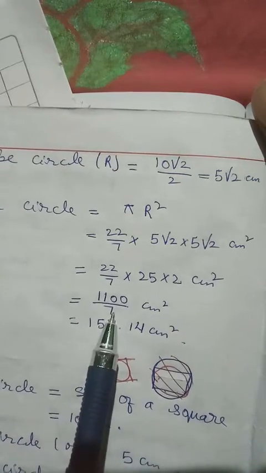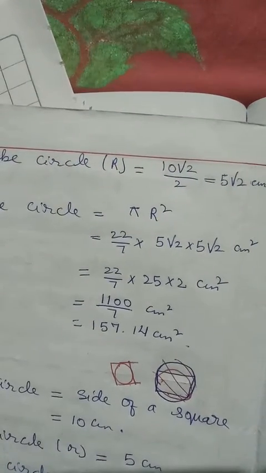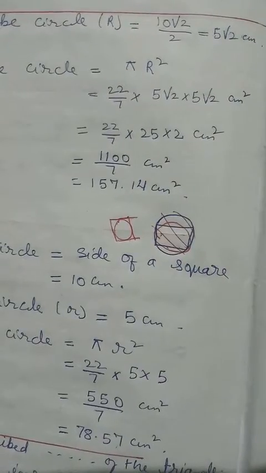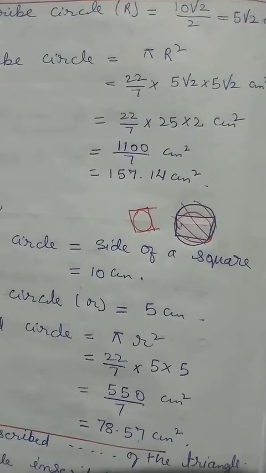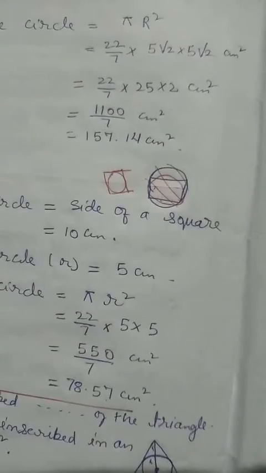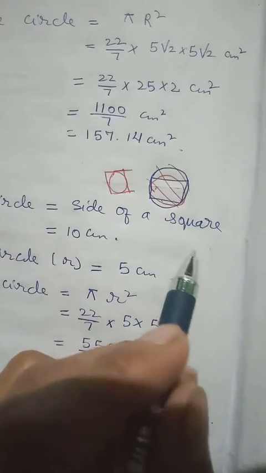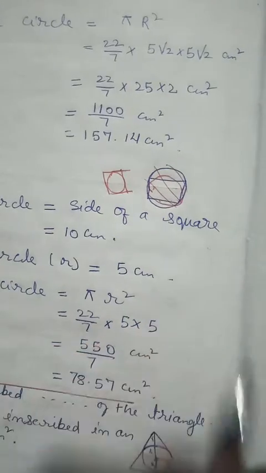We divide by 7. You can take at least 2 numbers after the decimal because it is not a perfect number, so to say. Then next we have the inscribed circle. When we say inscribed, it means the square will be outside and the circle will be inside.